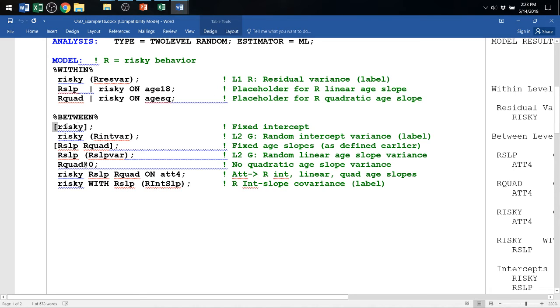Okay, the terms in brackets. These are either going to be means or intercepts. They are means if they are not predicted by anything, and they are intercepts if they are predicted by anything. So when I write risky in brackets, I'm actually referring to the fixed intercept for risky. Likewise, when I have r slope and r quad in these brackets, this is my fixed linear time slope, and this is my fixed quadratic time slope.